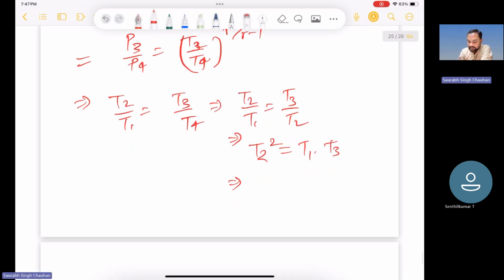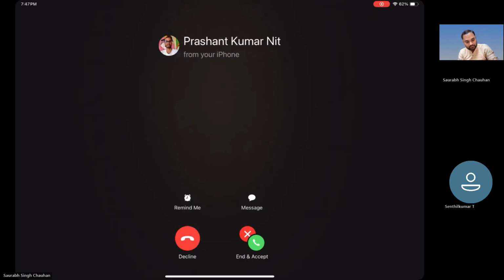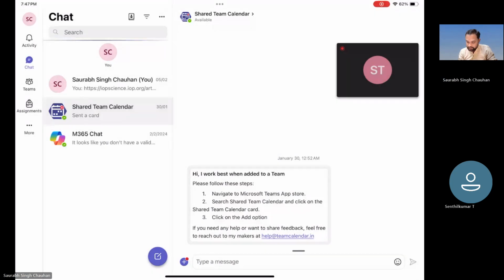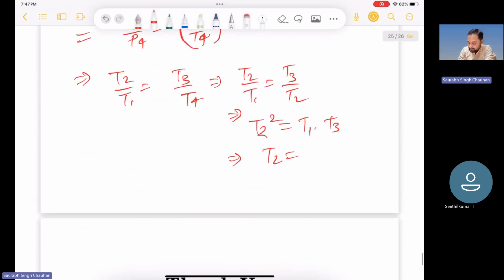T1 and T3 are given in the question. 30 degrees Celsius in Kelvin will be 303 Kelvin. So T1 we have, T3 we have, and T2 is the root of T1 T3. So you will get T2. Now you have T1, T2, T3, and also T4, since T2 is equal to T4. So now you have all the temperature values, right?